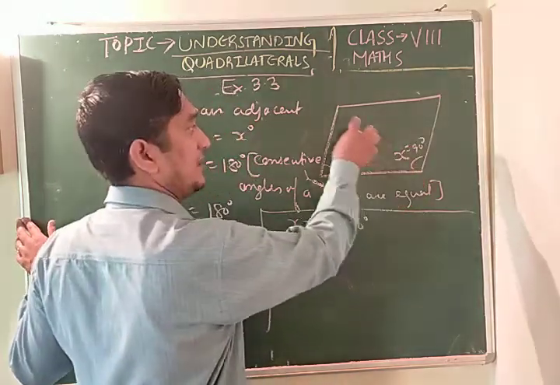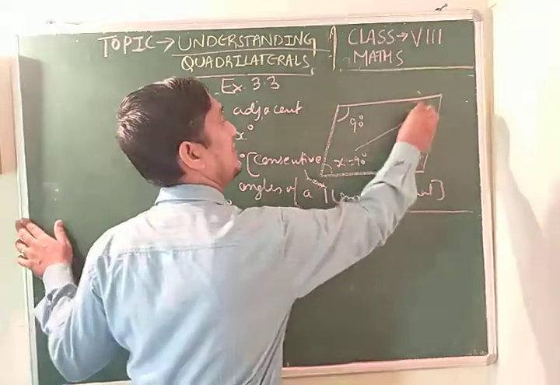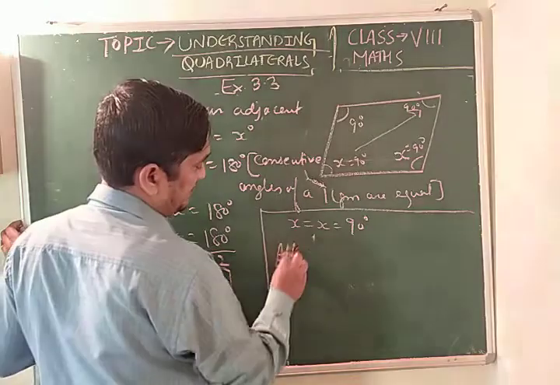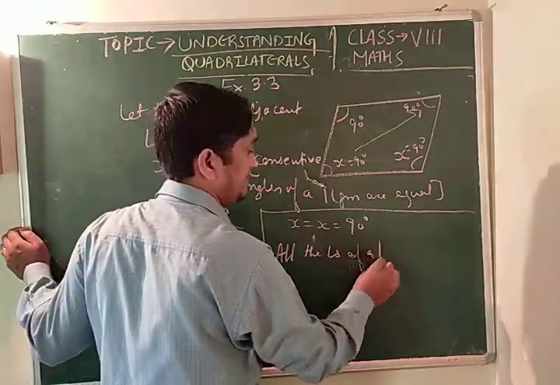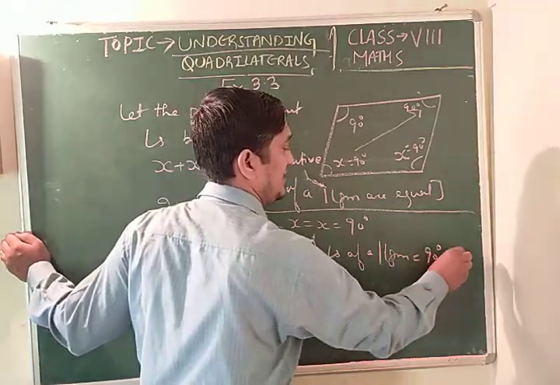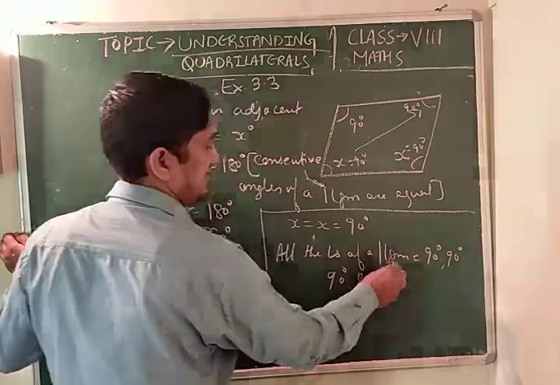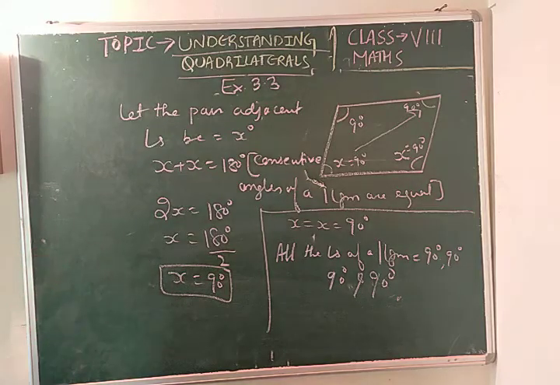Now this and this are opposite angles. This is also 90 degree. This is opposite to this, that is also 90 degree. So all the angles of a parallelogram are 90 degree, 90 degree, 90 degree and 90 degree. Now children, in question number 7.